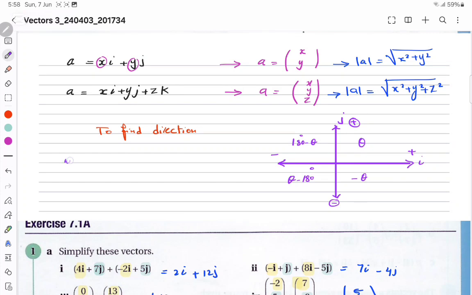Where theta is always equal to tan inverse of y over x, without sign, because the sign only shows the position. So that means if the vector lies in the first quadrant, we just substitute theta by tan inverse y over x. If it's in the second, it will be 180 minus tan inverse y over x. In the third, we substitute theta by tan inverse y over x, minus 180. In the fourth, it will be negative tan inverse y over x.